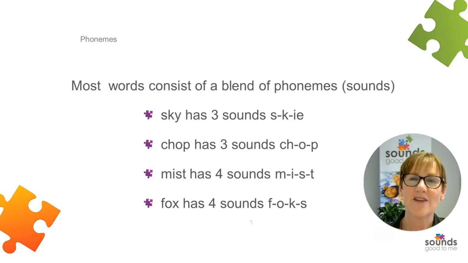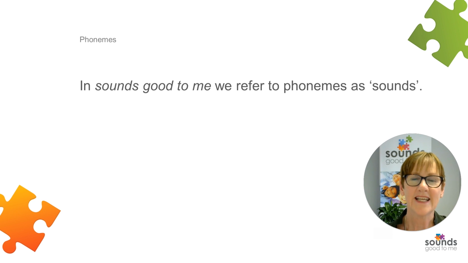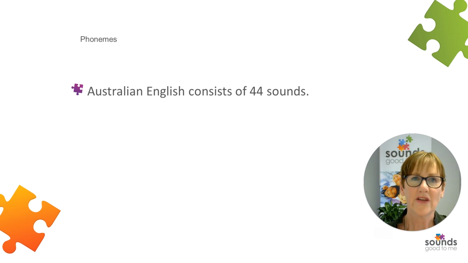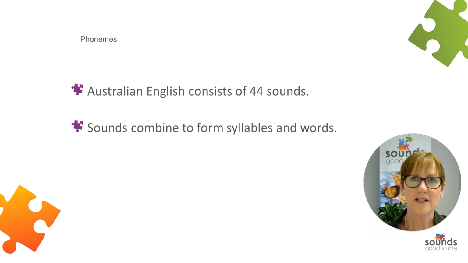In Sounds Good to Me, we're going to be talking about sounds and not letters for most of the program. Right towards the end, we'll be starting to introduce letters with sounds for the children. In Sounds Good to Me, we refer to phonemes as sounds. Okay, so Australian English has 44 sounds. It has 26 letters, but 44 sounds. And sounds combine to form syllables and words.